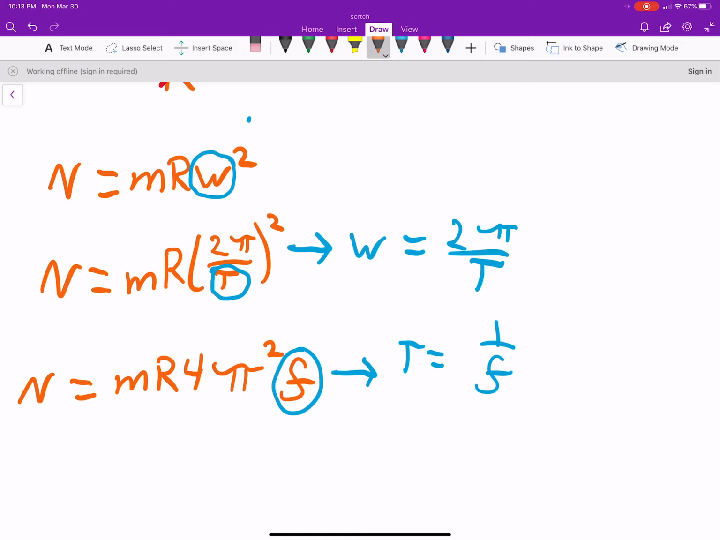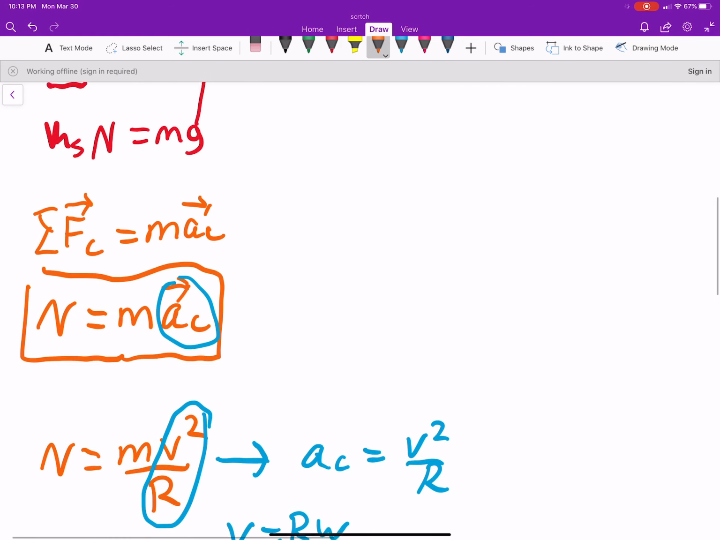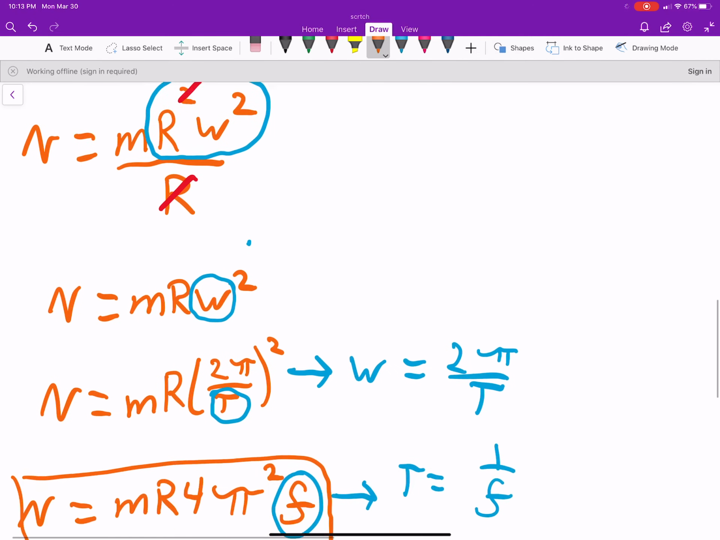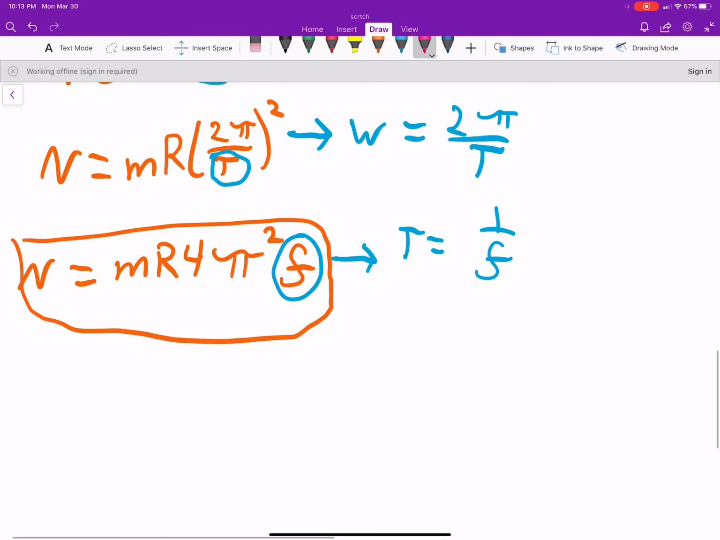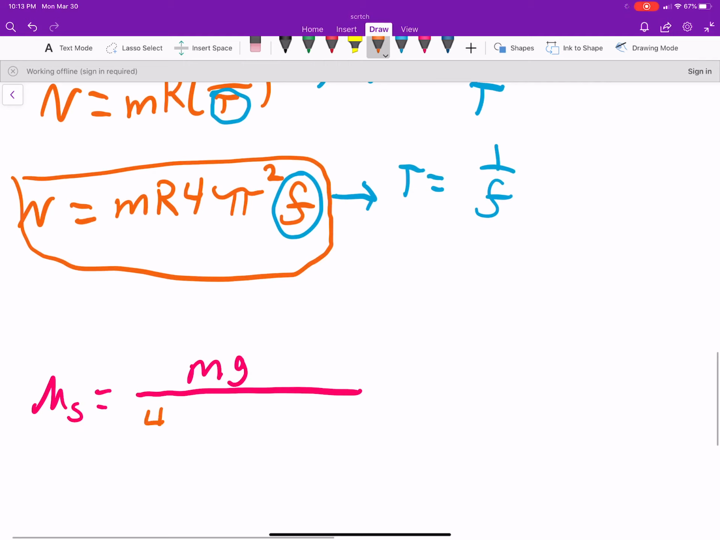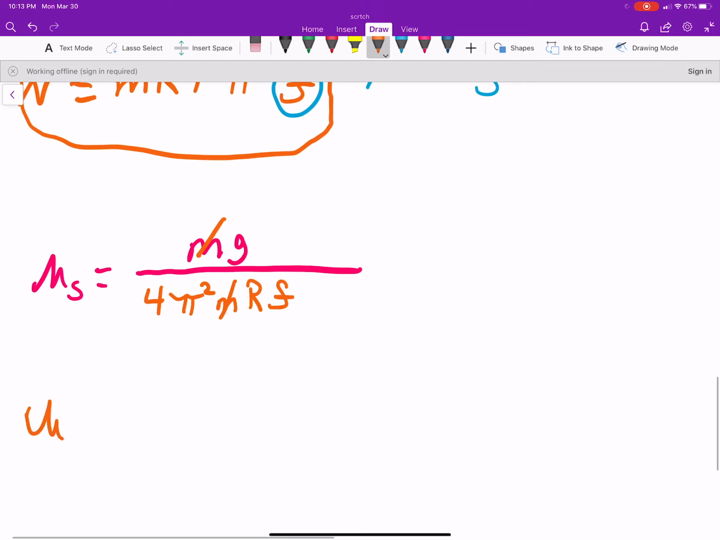So there you have it. That's the normal we're going to want to use and plug into the red. So mg divided by normal, mg, and then what's our normal? 4 pi squared m r times the frequency squared. We don't need to know the mass of the person because that cancels. And our coefficient of friction is g divided by 4 pi squared, the radius times the frequency squared.